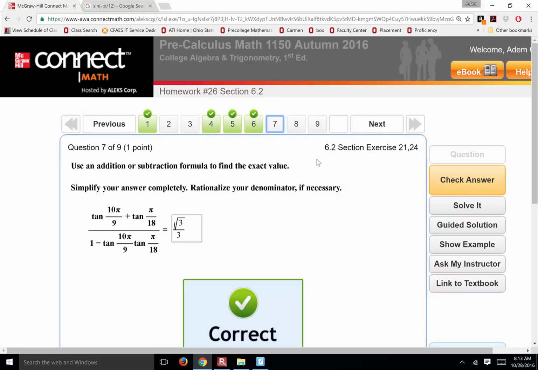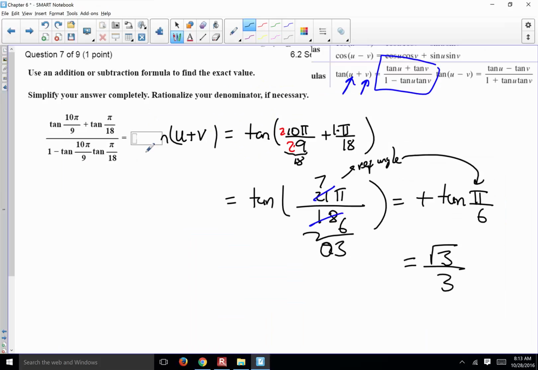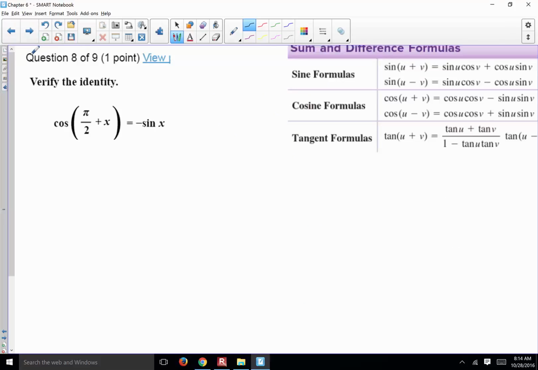All right. Okay, in the next question, we are going to prove an identity. We are back to proving identities. When you see the words verify the identity, what's your first step?